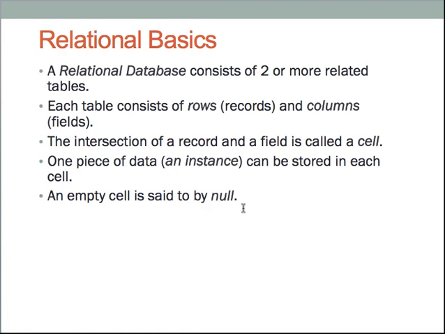The term we use to describe an empty cell is a null. So a cell that has no data entered into it at all is a null, and that is very different from a zero value. A zero value is actually a value. It represents that the cell has no value. But a totally empty cell with nothing in it we call a null.